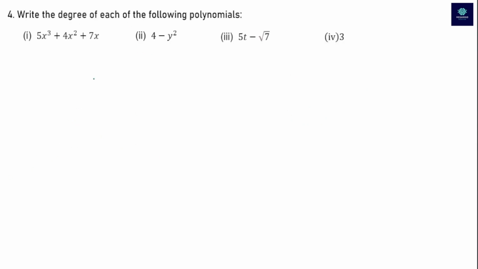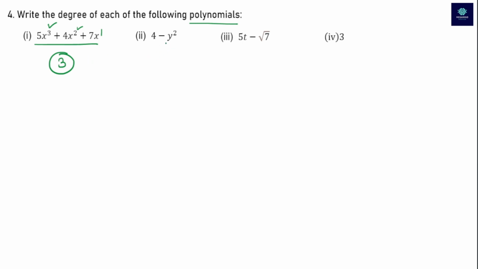Coming to question number 4, we have to write the degree of each of the polynomials. What does degree of the polynomial mean? It is the highest or the greatest power of the variable in the given expression. So here x is that variable and its highest power is 3. If you see here, here is x raised to the power 1, then x is raised to the power 2, and then you have x raised to the power 3. So the degree of this polynomial is 3. You can just write number 3.